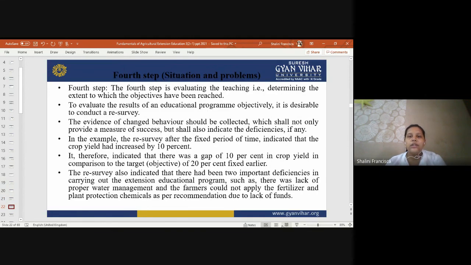Then the fourth one is situations and problems. We have to see that the objective should reach the farmers, but in which situation, to which problem. If there are thousands of problems, how many problems can be accomplished through the objective that we are setting? And how many people are able to change their behavior according to that particular thing. So we have to see all these things, and then we have to move on.